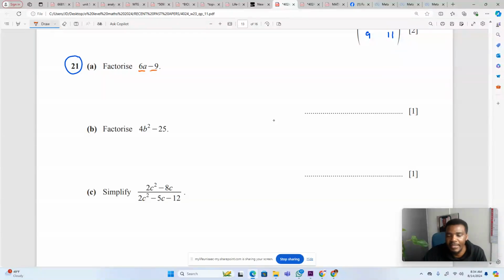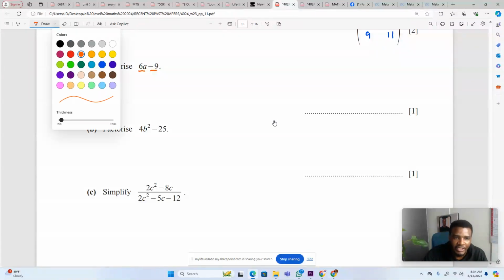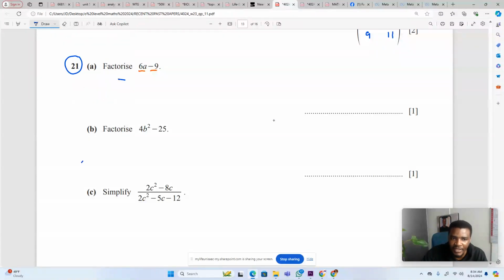We also have a term minus 9 here. So we want to factorize these two terms, right? We want to factorize this expression. Remember, an expression is a collection of terms. Here we've got two terms, and the name that is given to an expression with two terms is a binomial. So here we've got a binomial. Okay, so we've got 6a and minus 9.